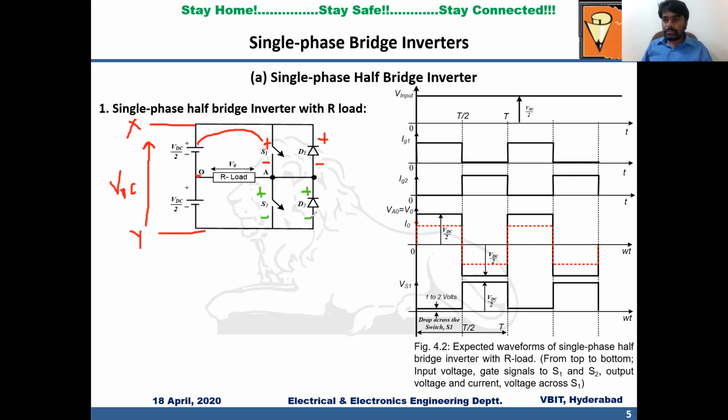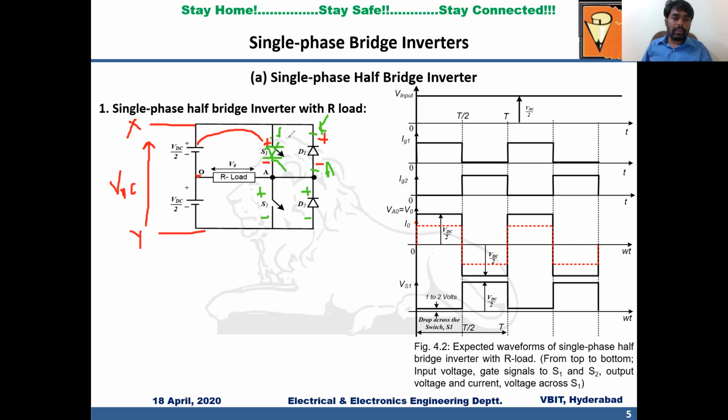So with respect to the input supply, the diodes will be in reverse bias condition because the cathodes are connected to positive and the anodes are connected to negative. Similarly, you can see diode D2 also. So diodes will be in reverse bias condition, whereas the switches may be in forward bias condition. Even you can use thyristors also. So thyristors are connected internally like this.